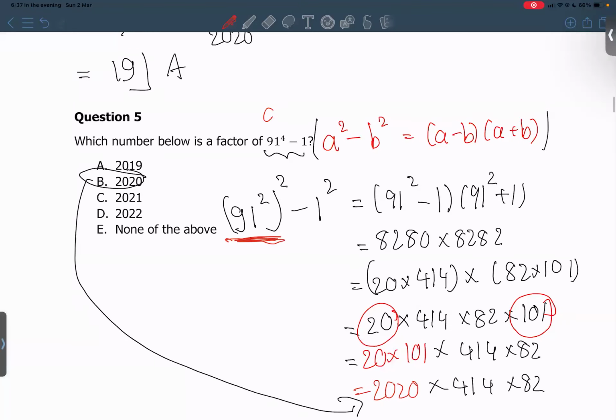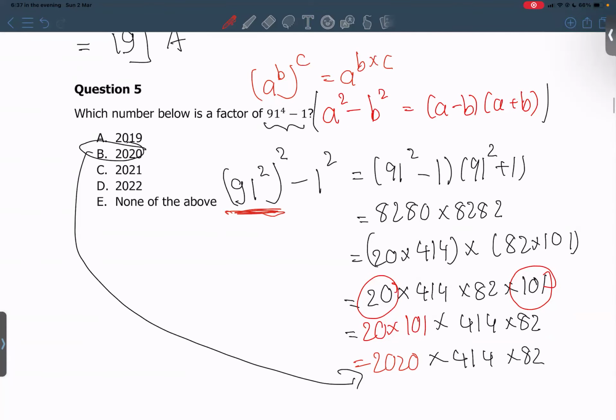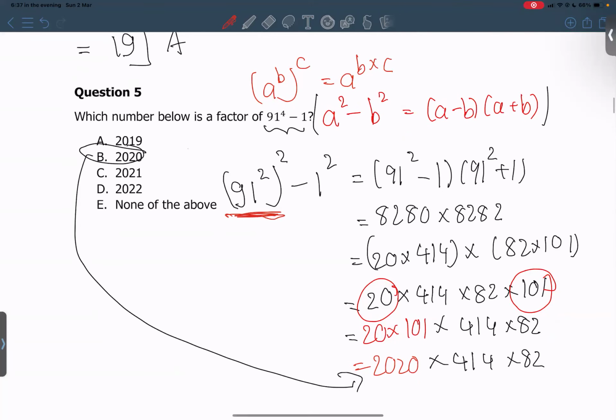Like A to the power of B and then to the power of C, you'll get A to the power of B times C. So 4 equals 2 times 2. Or you can just write this 91, 2 times 2, and you can just replace it with 91 squared and then squared again.